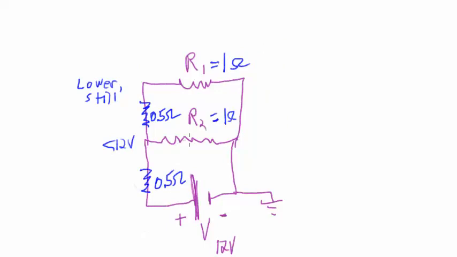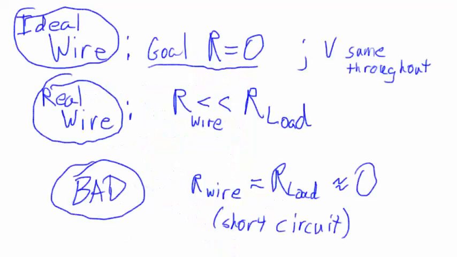But if the resistance of the loads were very small, for instance 1 ohm, then they might be on the same order as the resistance in the wires. The voltage here would be less than 12 volts, and the voltage here would be lower still. In any case, the ideal wire that we tend to use in our circuit analysis is R equals 0. That is, we treat the wire as a perfect conductor, and the voltage throughout that wire is the same.